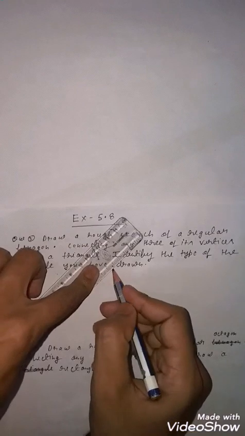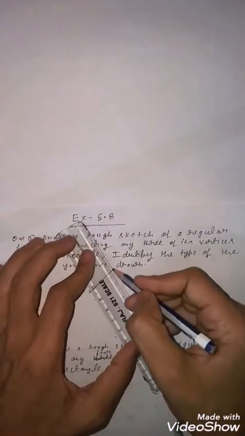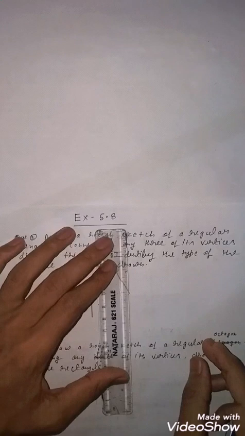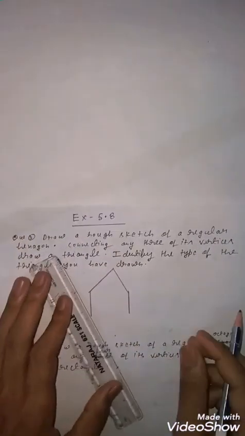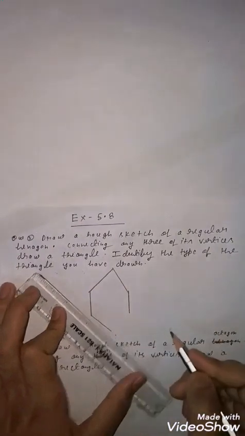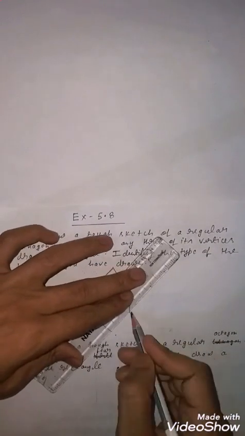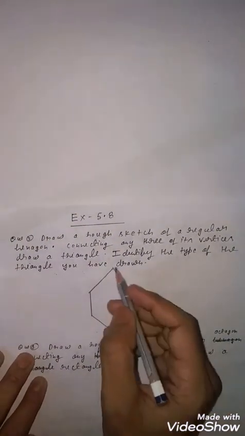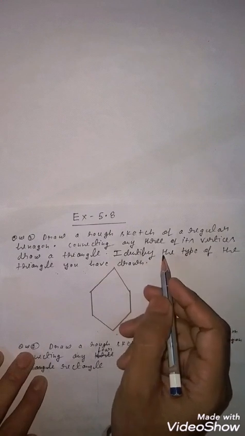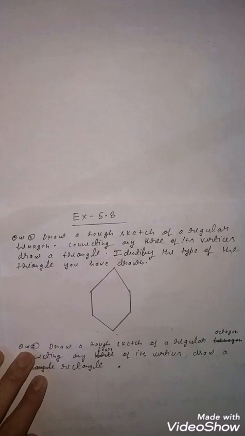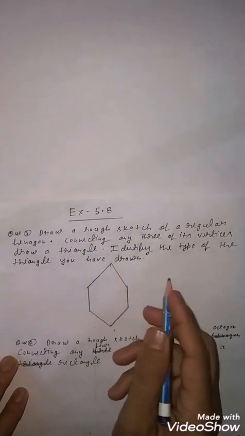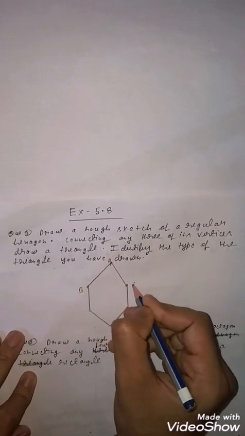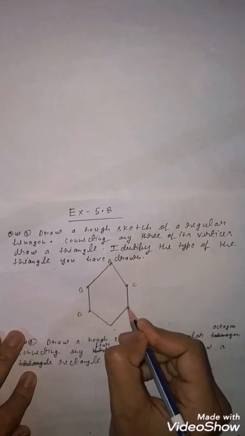This is very easy. 1, 2, 3, this is 4, 5, and this is your 6. Clear, students? This is your type of hexagon. Now what is given? Connecting any three of its vertices. Clear, students? So you have to connect how many vertices? Now students, you have to give the name like A, B, this is C, D, E, F.